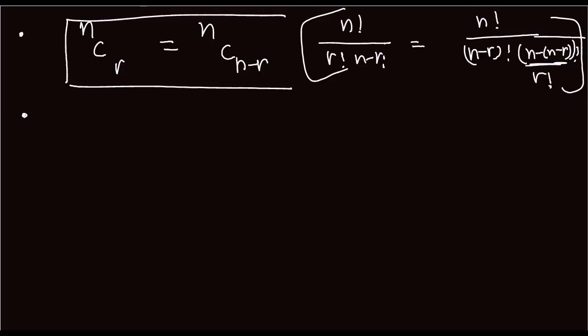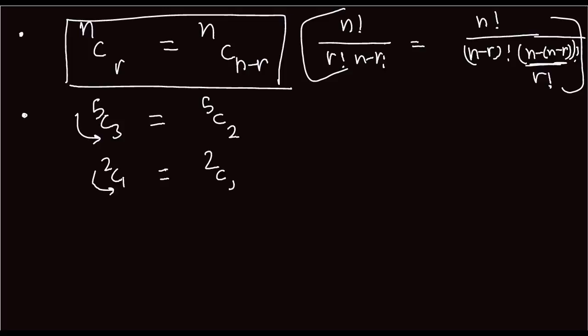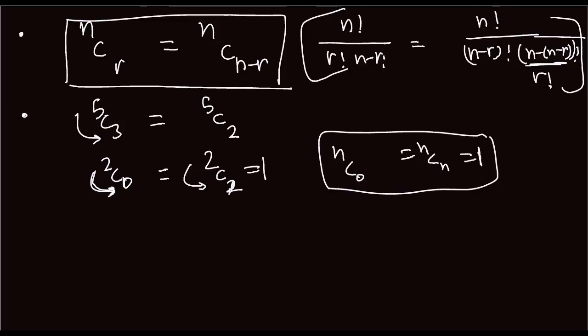So these two are the same. You can remember that 5C3 equals 5C(5 minus 3), that is 5C2. Again 2C1 equals 2C(2 minus 1), that is 2C1. And 2C0 equals 2C2, since 2 minus 0 is 2. So 2C0 equals 2C2 equals 1. nC0 equals nCn always, and it equals 1. One of the important properties.